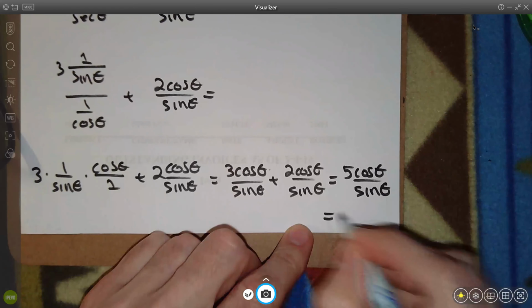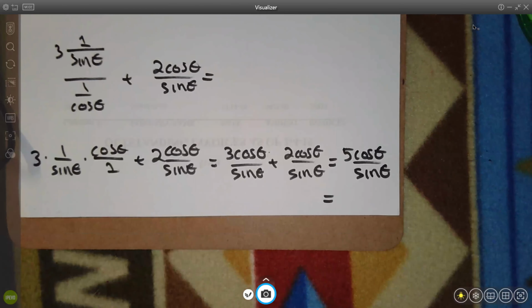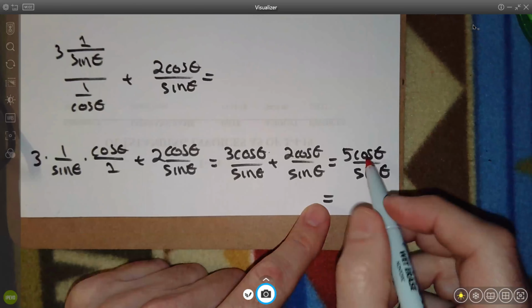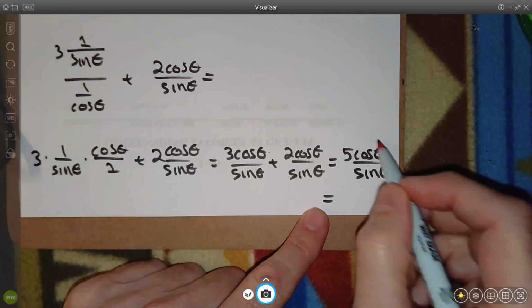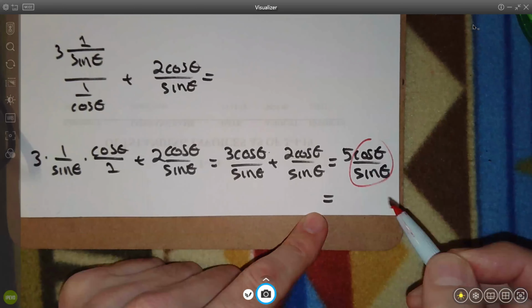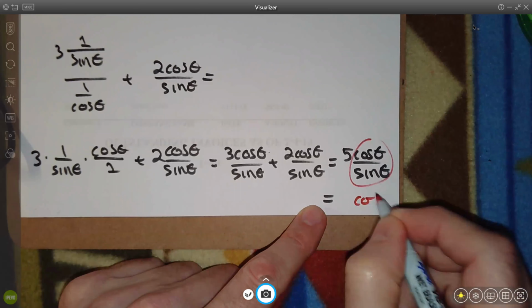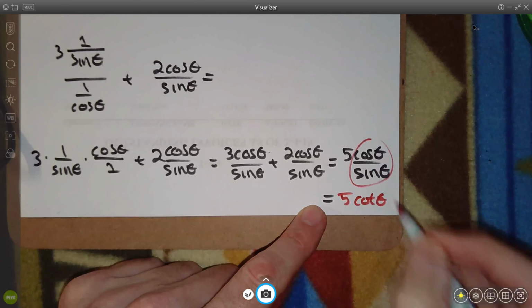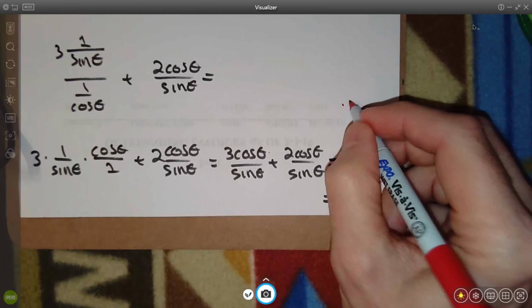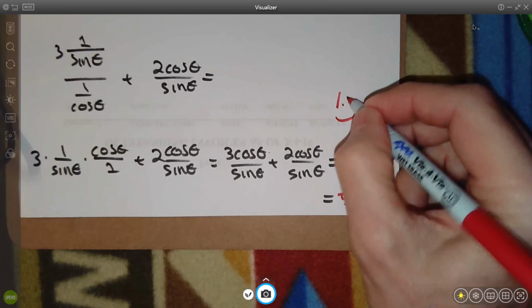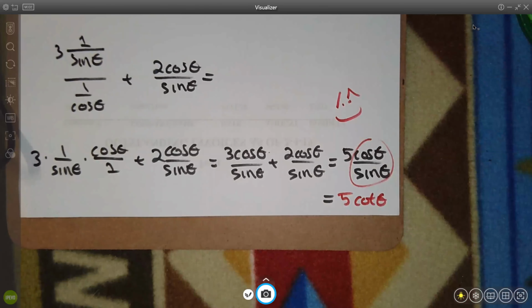And I didn't quite catch whose voice that was. Was it Reagan? Reagan, thank you, that this is going to be cotangent, or 5 cotangent theta. Nice. Well done.